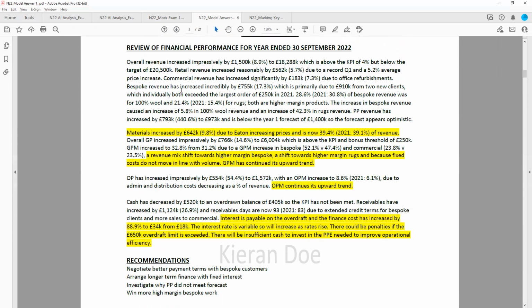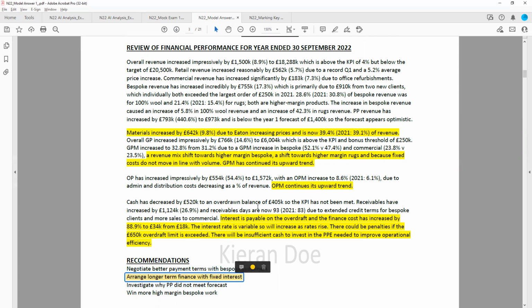And then the recommendations. Again, I had 7 or 8 recommendations in my main body. You need to pick out certain recommendations: the ones which are most important, the ones which relate to the biggest issues that have happened during the year, and the ones which require the most urgent attention. So again, following on from that: win more bespoke work, why didn't PP meet the forecast, arrange longer term finance.